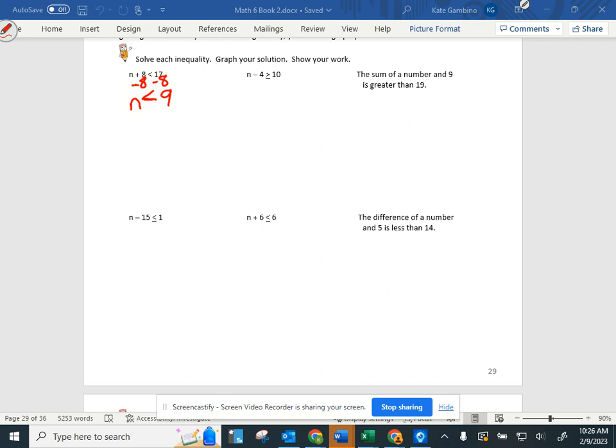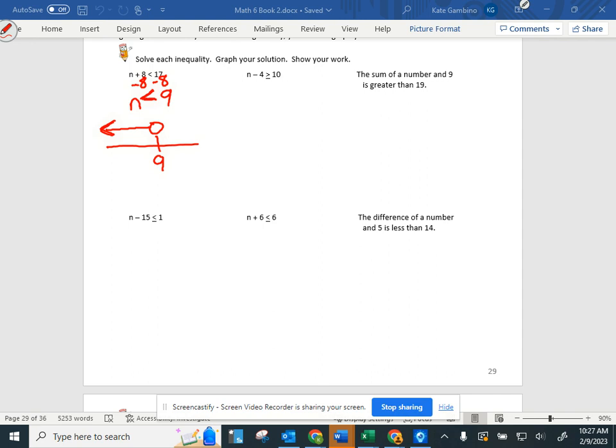So n less than 9, if I draw my number line, I'm going to put my 9 on the bottom. I'm going to look at it and say, oh, it's just less than. There's no equal to. So it's going to be an open circle, because if there's no equal sign under it, it's open. And I'm going to say, okay, it's less than 9. So my arrow has to make it be less than 9. And my arrow looks like the less than sign. Okay, remember that from 2 days ago?